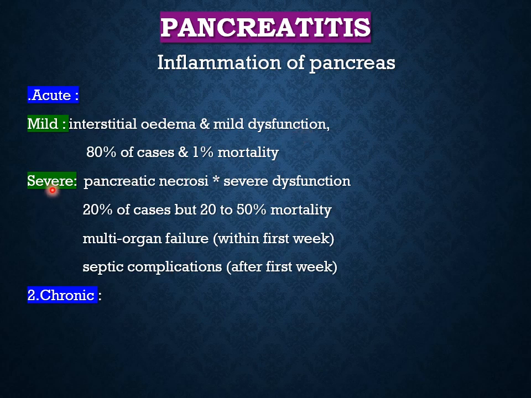In severe pancreatitis, there is severe pancreatic necrosis, massive necrosis, with severe dysfunction of the pancreas. This accounts for 10 to 20% of the cases of acute pancreatitis. And this can have a high mortality, 20 to as high as 50%. This is due to multi-organ failure and septic complications that develop.